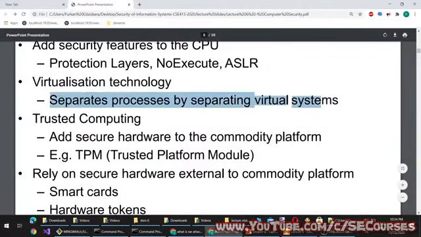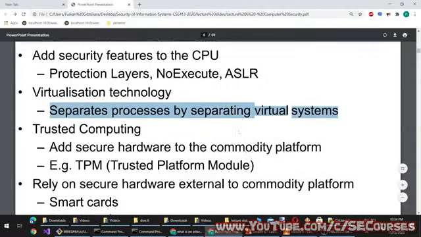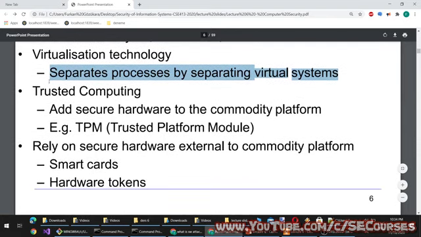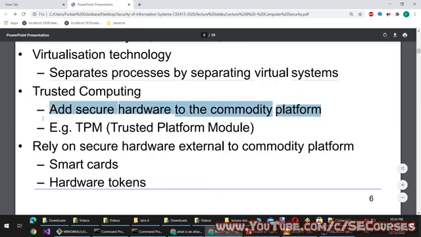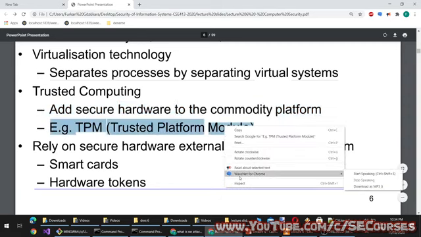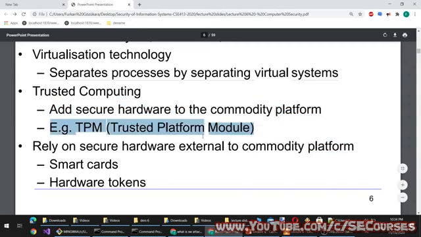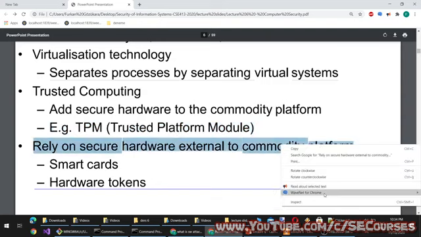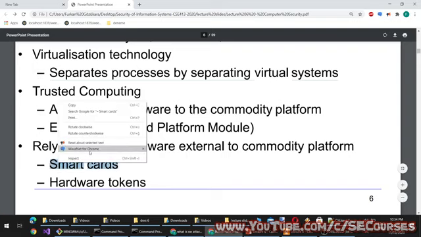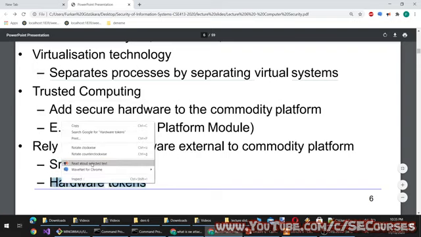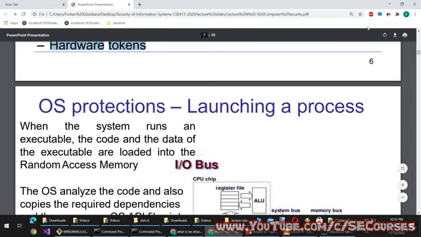Virtualization technology separates processes by separating virtual systems. This is commonly used technology. Trusted computing adds secure hardware to the commodity platform, e.g., TPM, Trusted Platform Module. Other approaches rely on secure hardware external to the commodity platform: smart cards, hardware tokens.